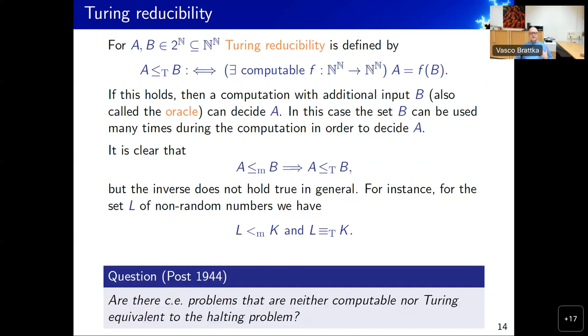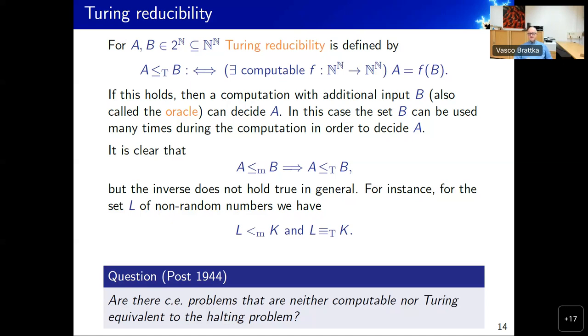Okay, let's come back to Turing reducibility, which is a little bit wider in a certain sense than many-one reducibility. So it's also about subsets of the natural numbers. But now we think of these subsets as points in Baire space, and we say that the set A is Turing reducible to B if there is a computable function on Baire space so that A is the image of B. So it's the input B gives us the output A. So these A and B are now points in the input and output space.